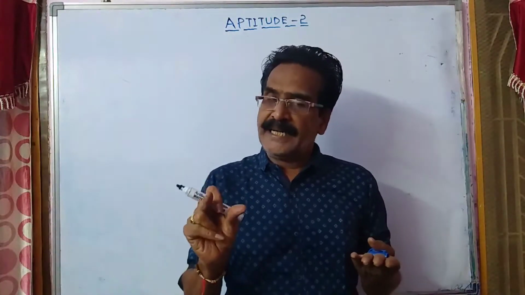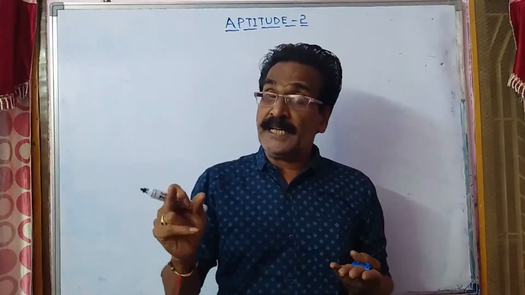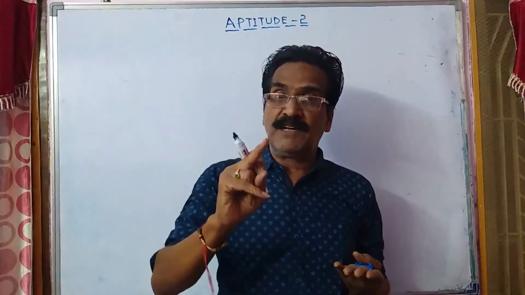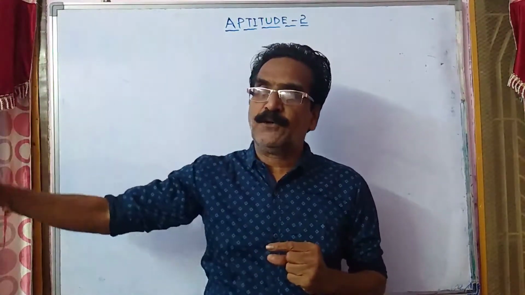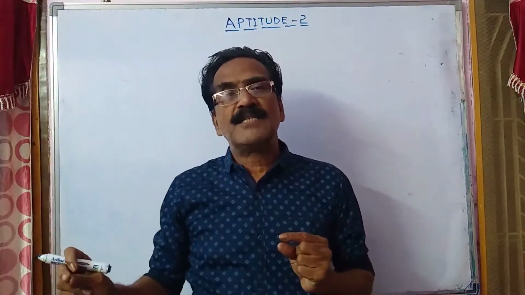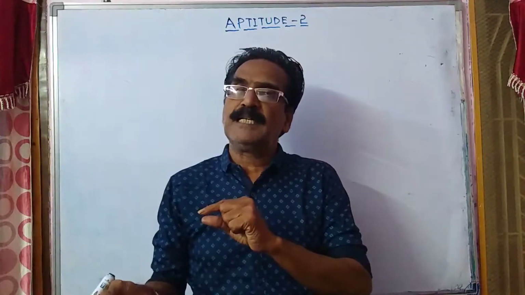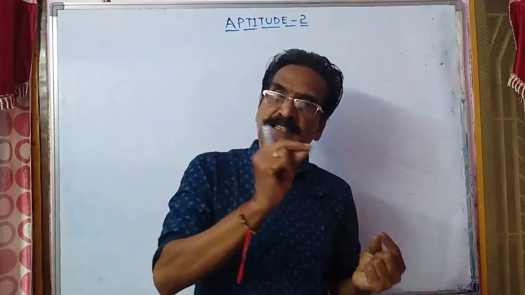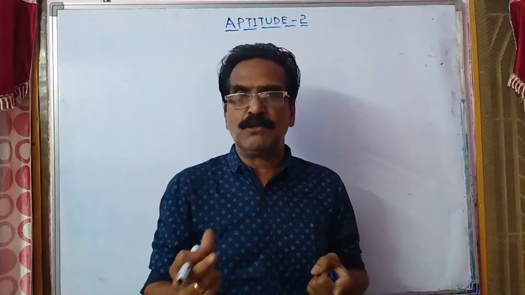In 5 there is one 5. In 10 there is one 5. In 15 there is one 5. In 20 there is one 5. In 25 there are two 5s. In 30 there is one 5. Likewise, how many 5s will be there in 100 factorial? The number of 5s equals the number of zeros, because if 5 is multiplied with any even number, we get a 0. 5 into 2 is 10, 5 into 4 is 20.